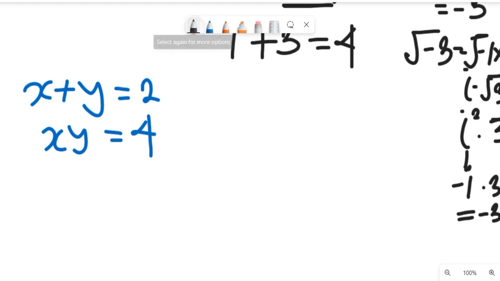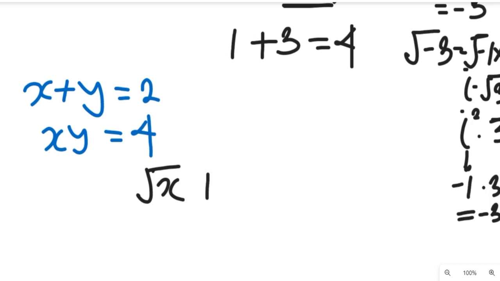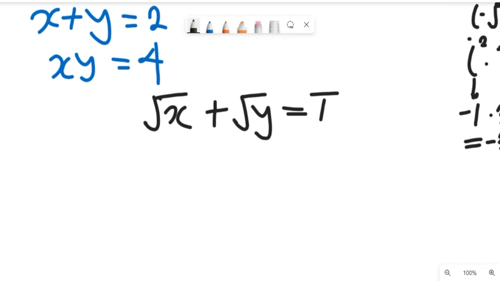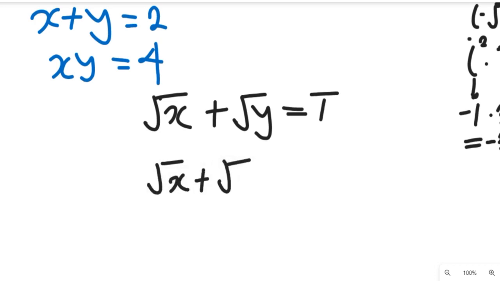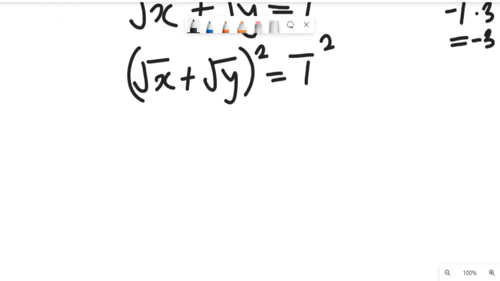Remember, the main equation we want to solve is square root of x plus the square root of y, we said, is equal to t. Now, looking at these two equations, to solve this equation, we are going to square both sides. So if we square both sides, let's look at that scenario. This is going to give us the square, and this is going to give us t square.